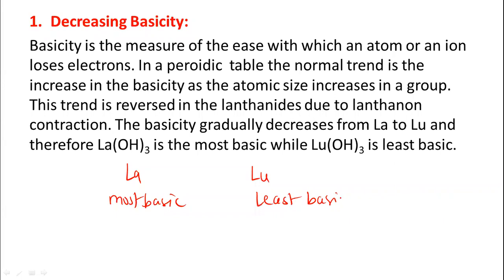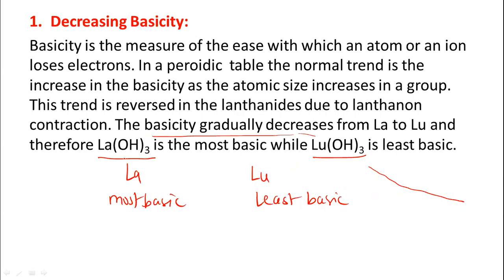It means that the basicity of lanthanum among the lanthanum elements will be highest, and the basicity of lutetium among the lanthanum elements is the lowest. Therefore, we can say that the basicity gradually decreases from lanthanum to lutetium. And therefore, lanthanum hydroxide is the most basic, while lutetium hydroxide is the least basic.